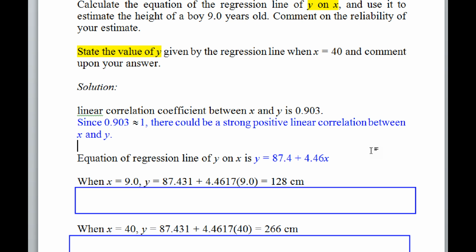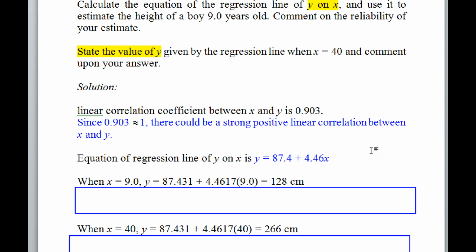Comment on the reliability of this estimate. Good or not good? Are we able to use the regression line to say that someone at 9 years old will be 128 cm? Can or cannot? Don't just say good. Comment on the reliability. Do you think you will get the marks? Don't just say reliable, you must tell me why. Why do you think it's reliable? Very good, it's within the range of X.